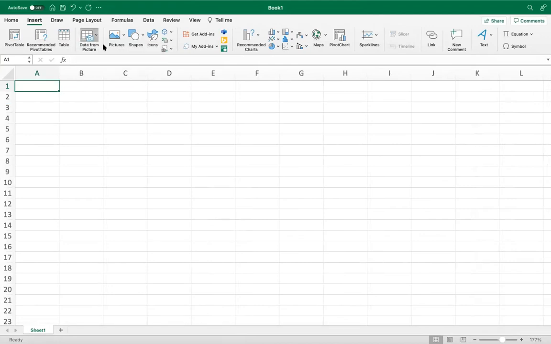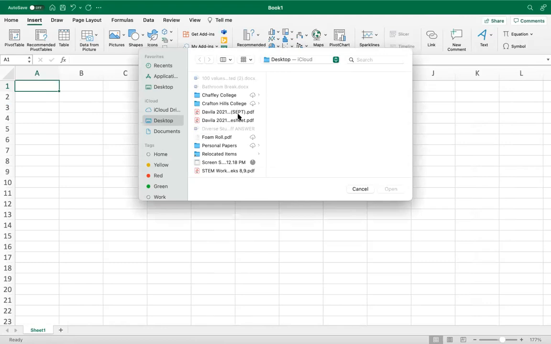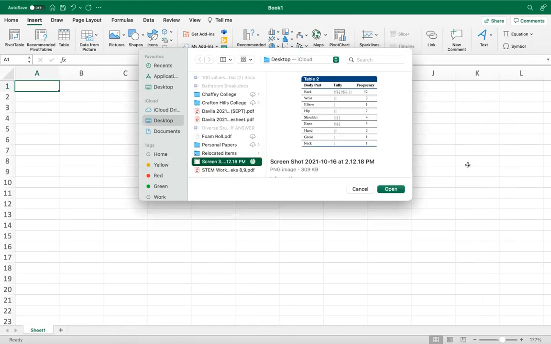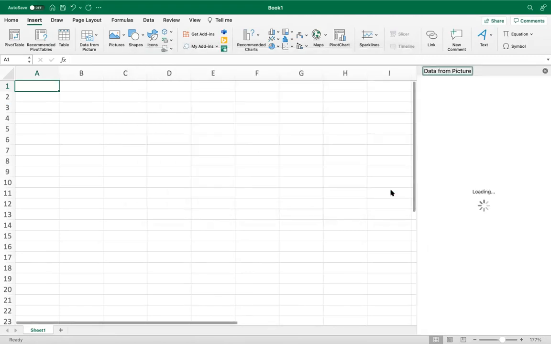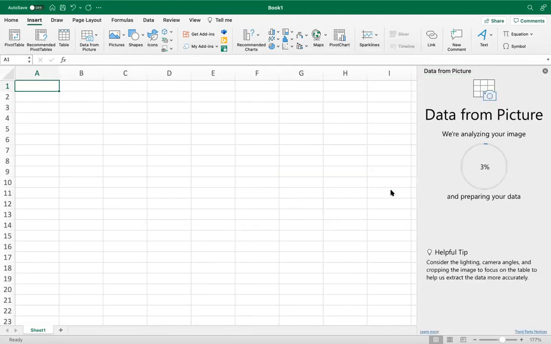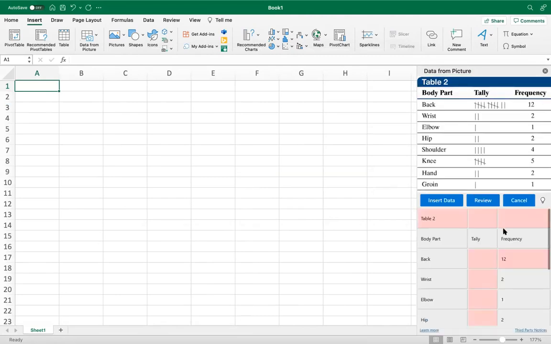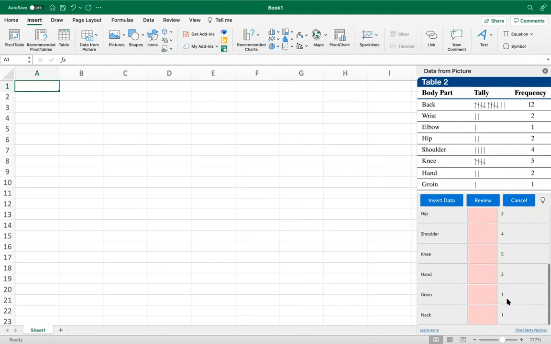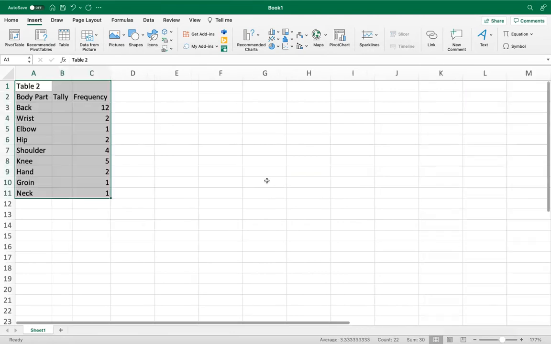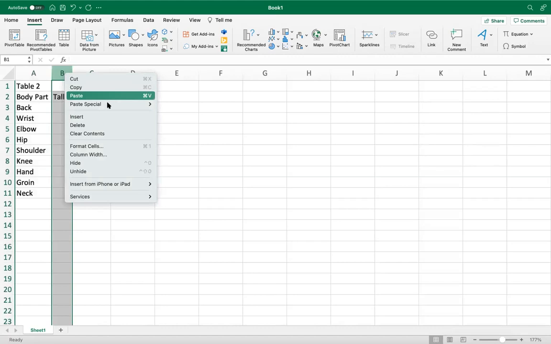We're going to take the picture from a file, and we are going to look for it here. So screenshot, open the data. It might look a little bit weird here just because we have this middle portion. Everything else looks good: the back 12, wrist 2, elbow 1. So let's insert the data here. It has 13 errors, but we're going to insert either way because it didn't read the tally marks here.